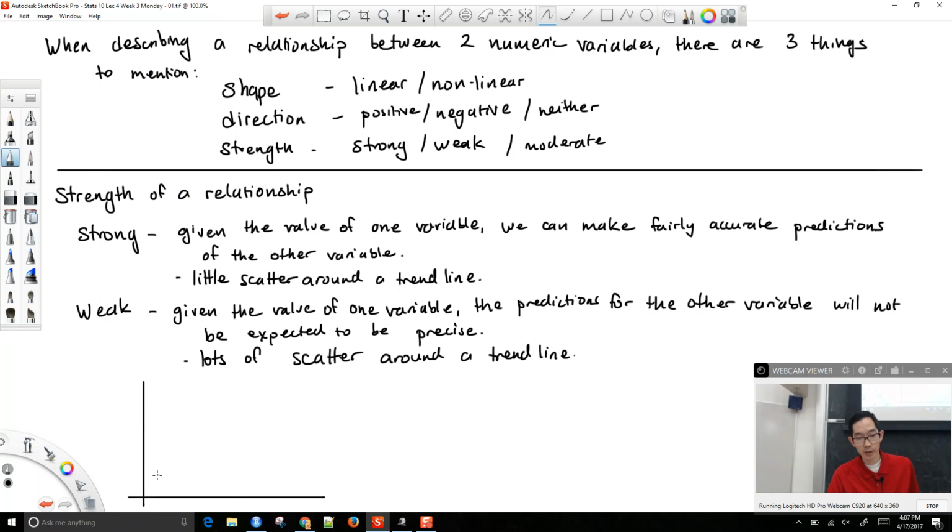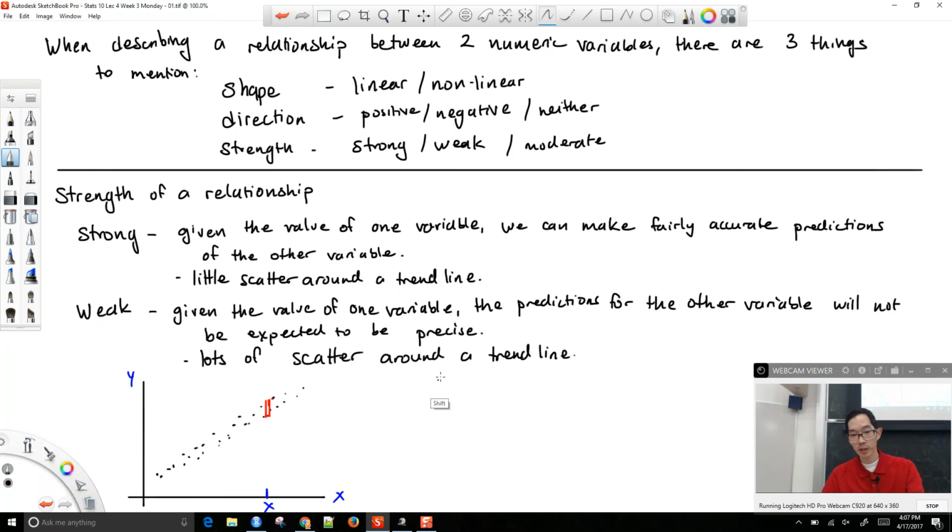Okay, so let me just illustrate this. We might have some plot that looks like this. If this is x and this is y, and I give you this value of x, and I say, given this value of x, make predictions for y, your predictions for y would be inside this small window here. You'd make a small window for your predictions of y.